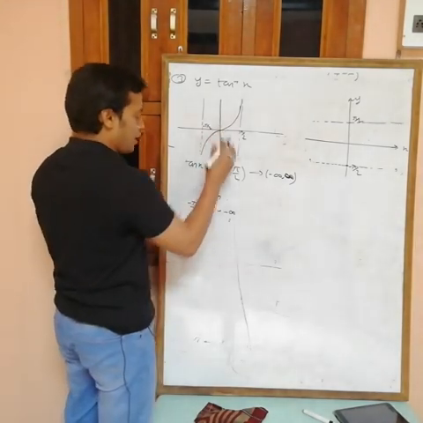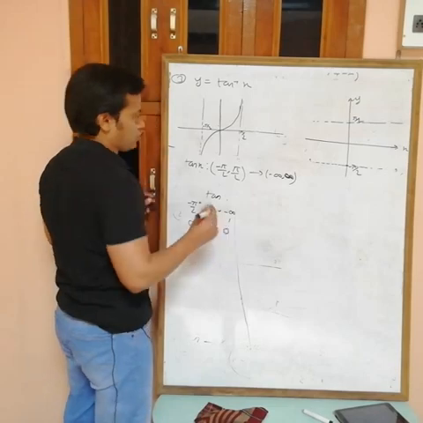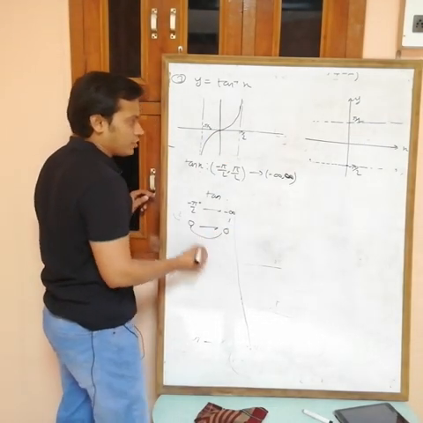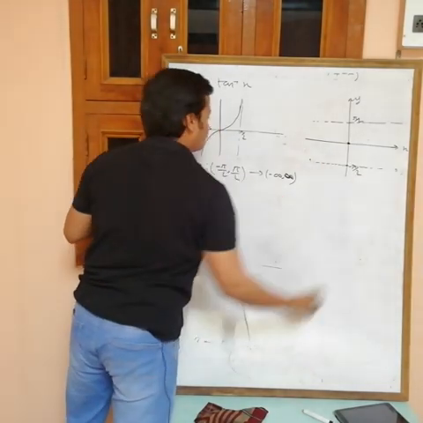The value of tan at 0 is equal to 0. Tan 0 is 0, so the value of tan inverse at 0 is also equal to 0. So this one.